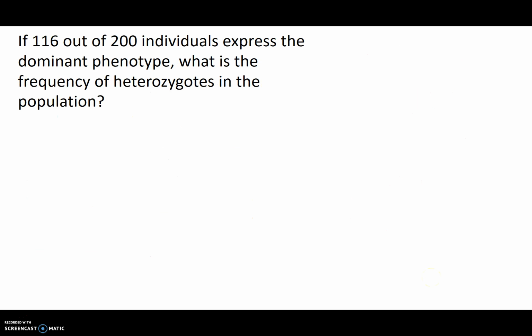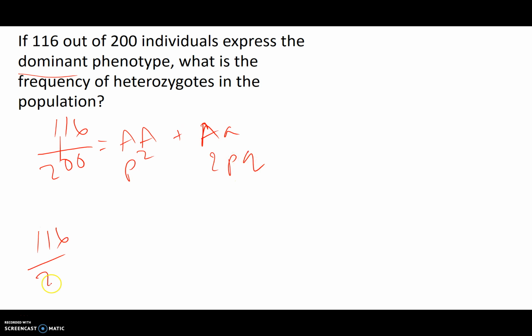If 116 out of 200 individuals express the dominant phenotype, what is the frequency of the heterozygotes in the population? Well, 116 out of 200 is the dominant phenotype, so that does not equal P squared. So we have to now ask, how many are recessive? We find that 84 are homozygous recessive, or have the recessive phenotype.